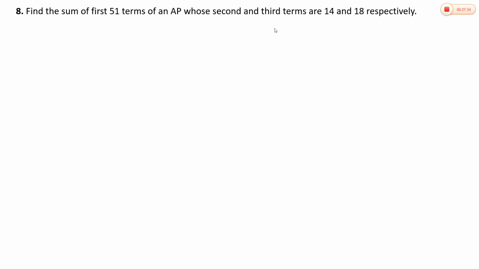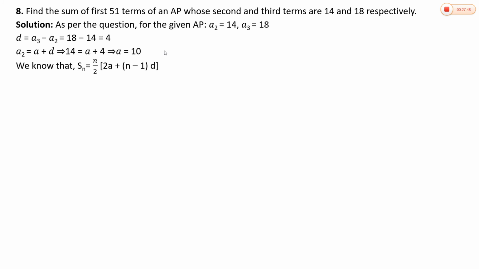Here they didn't give the values of A and D directly, but they gave a hint: the second term is 14 and the third term is 18. By using these two, we have to find the values of A and D. As per the question, for the given AP, A2 is 14 and A3 is 18.